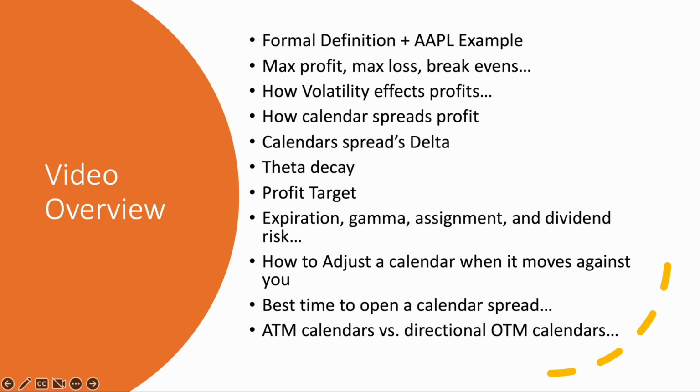So first and foremost, we're going to have the formal definition of a calendar spread with an example. We're going to discuss max profit, max loss, and break-evens of calendar spreads, how volatility affects your profitability, and the mechanism behind how calendar spreads profit, what their delta is, what type of delta positioning we have with the calendar spread. We're going to talk about theta decay. We're going to talk about optimal profit targets, and then we're going to talk about some of the risks like expiration, gamma assignment, and dividend risk.